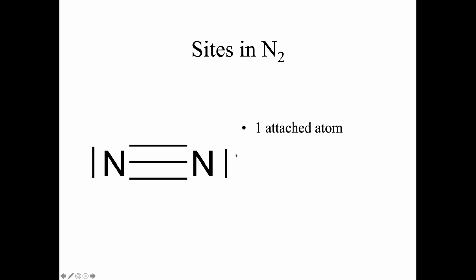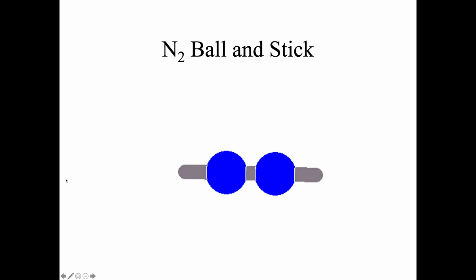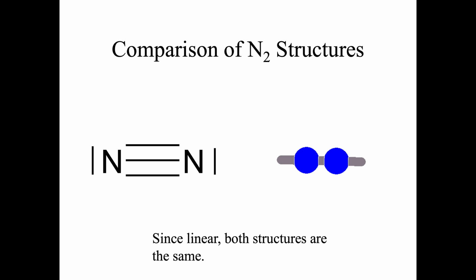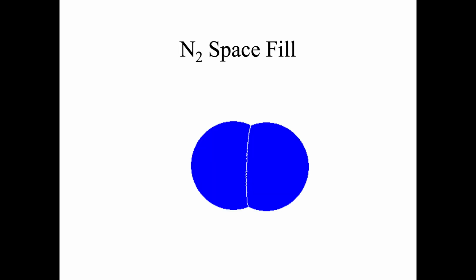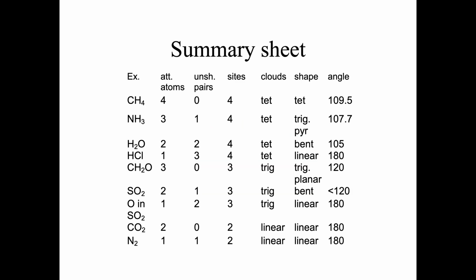There's only one attached atom, right? How many unshared pairs on the nitrogen? Just one. That means there's a total of 2 sites. We just said 2 sites, the clouds will be linear. So you have your 2 pencils in a straight line, then take one of them away for the unshared pair. Okay, and it's going to be linear. Side by side, there's your space fill, and this is the last slide.